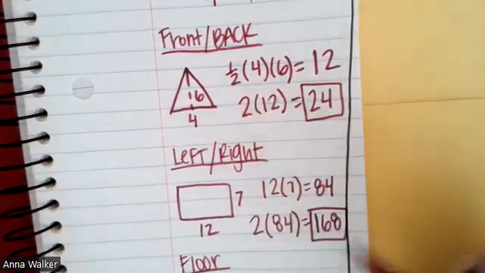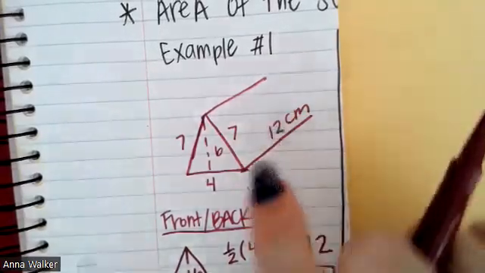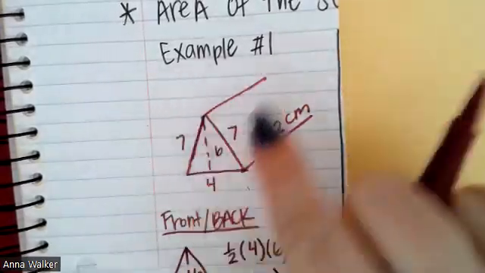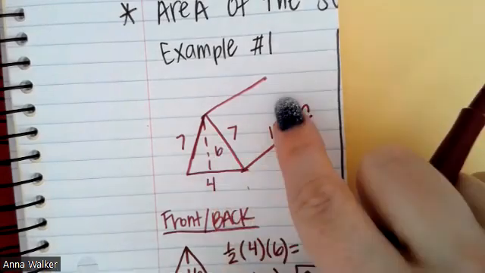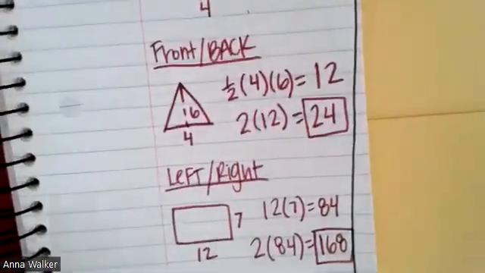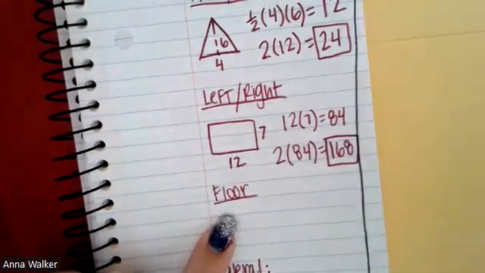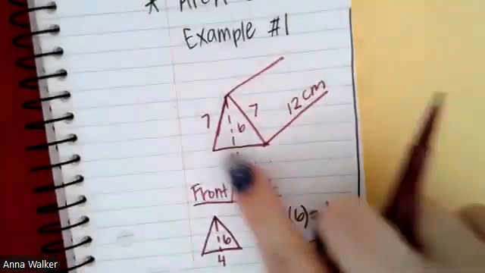So we have now found the area of our left side and our right side, the side we can't see, as well as the front and the back of this triangular prism. So that's kind of what we calculated so far. And the last piece of the three-dimensional shape we need to calculate is what I like to call the floor. So the floor is going to be kind of this bottom part.